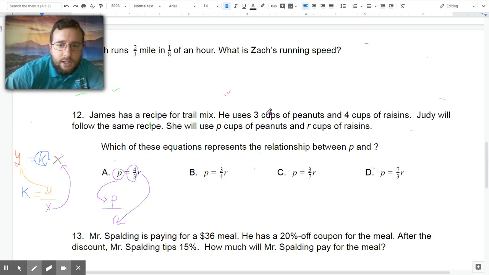So this one is 3 cups of peanuts. So this number on top here has to be the peanuts, and then this one has to be the raisins. But that's not right, so that doesn't work. This one, though, does have 3 to 4, which is 3 cups of peanuts to 4 cups of raisins. So it has the right K, and so that is the answer that you're looking for.